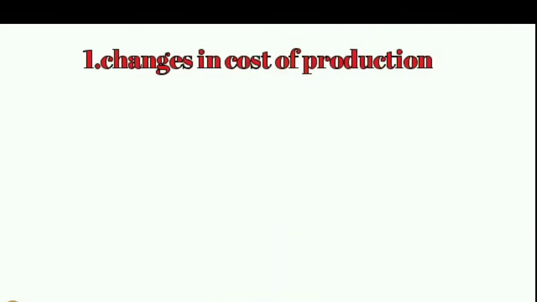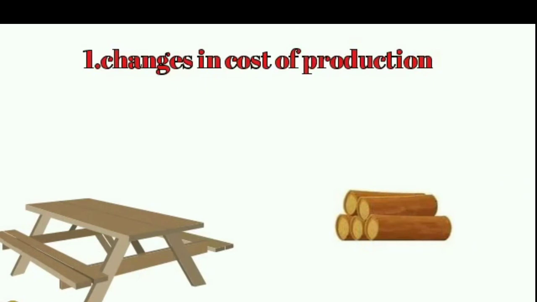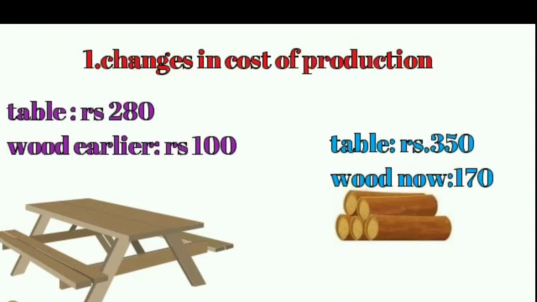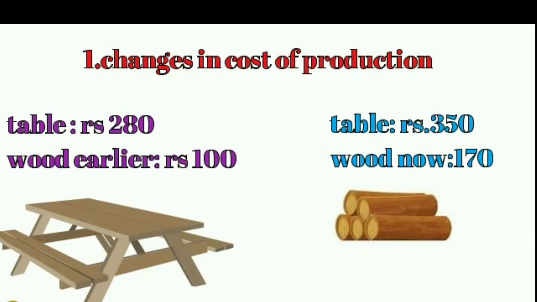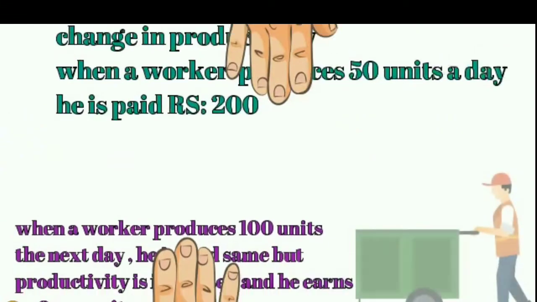So our first factor is changes in the cost of production. Changes in the cost of production are especially because of a change in the price of any of the factors of production. Now if a product is a table, wood is a raw material to make a table. So it is one of the factors of production. When the wood price increases from 100 to 170, our table price will also increase because it is very expensive to produce a table. So our cost of production is increasing, and therefore the supply is decreasing for tables, right? It is very difficult to produce tables with expensive wood than earlier, right? So our supply will decrease when cost of production is increasing.